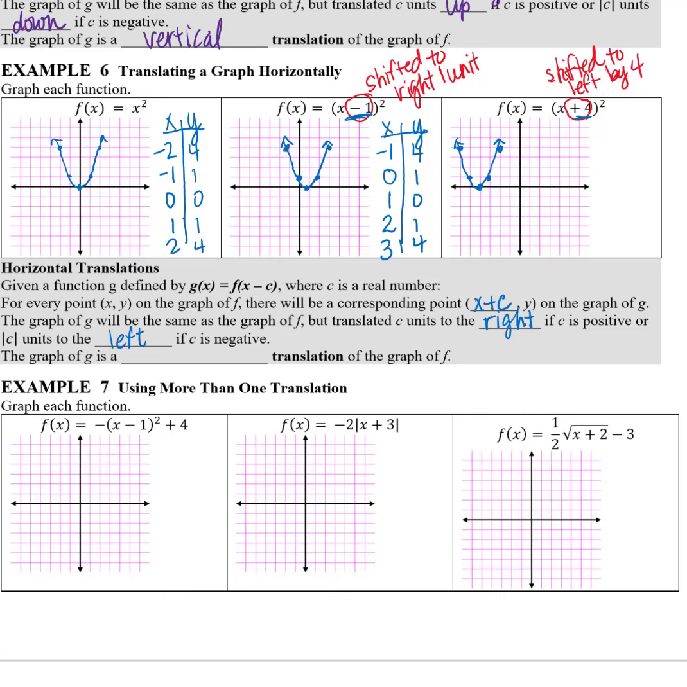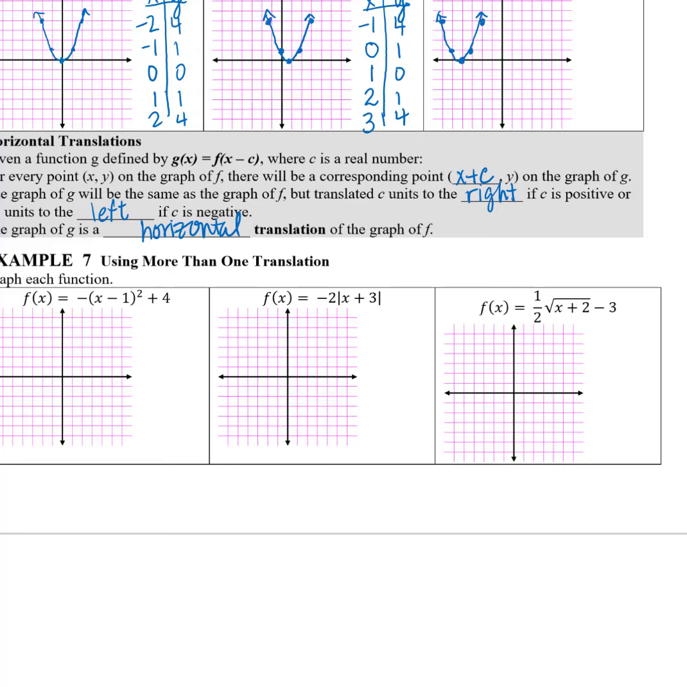Now let's combine what we just learned. For the first one, do you see how there's a negative in front of the x squared term? So our basic function is f of x equals x squared, which is a parabola, and we drew that many times. Then the negative that's in front of it will reflect the graph across the x-axis.